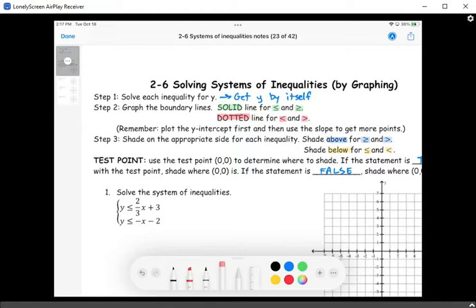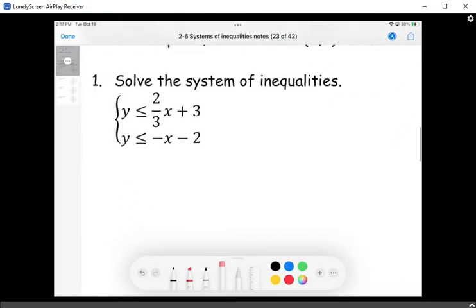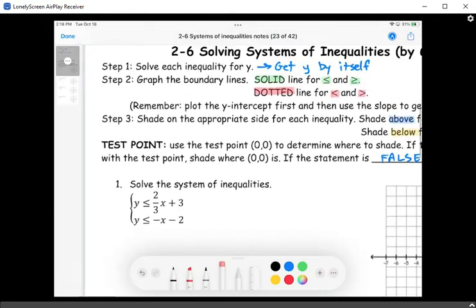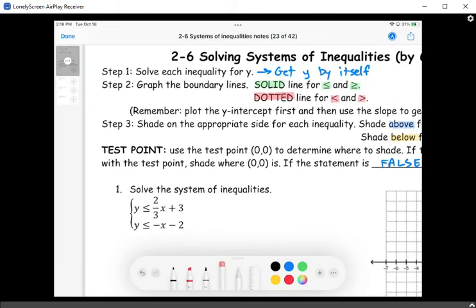The first step we need to do is to solve each inequality for y. That is, we need to get y by itself. And as you look at problem number one, look at that. We've already got y completely by itself in both of our inequalities. Okay? So we move on to step number two, graphing the lines.